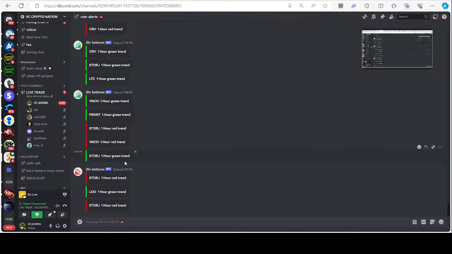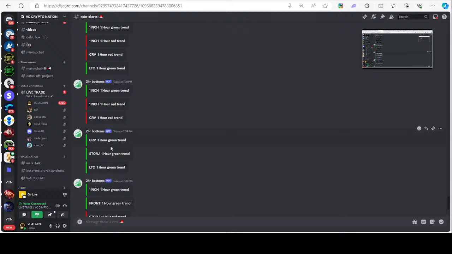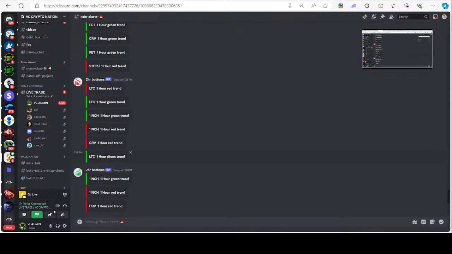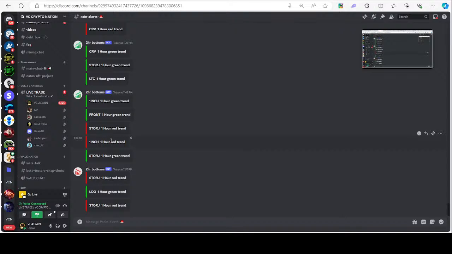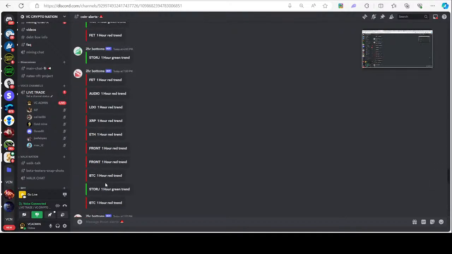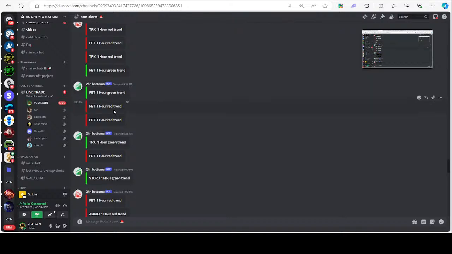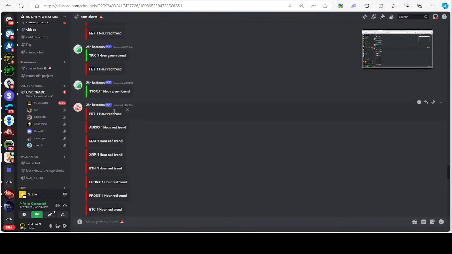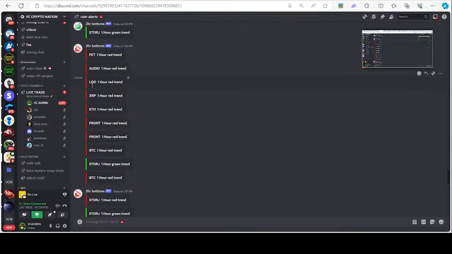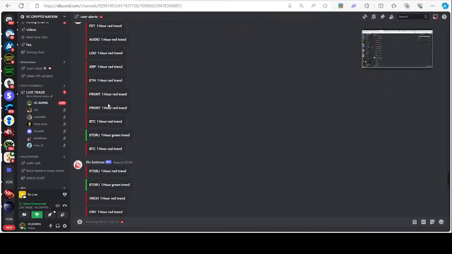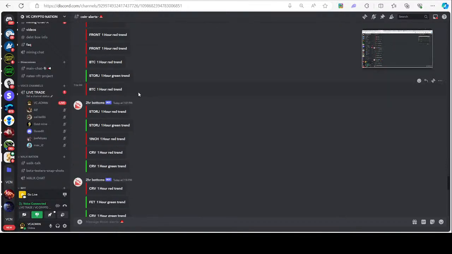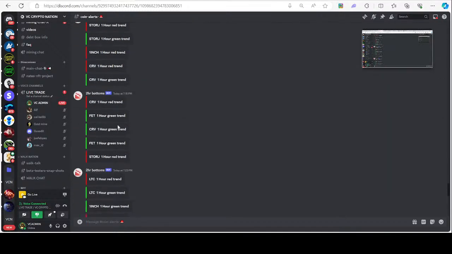All right, so we have 1 inch here, which I haven't seen on the chart for a while. LTC, storage, CRV. 1 inch is on here quite a few. 1 hour green trend, 1 hour green trend. Let's go back a little bit here. FET is a green trend, green trend. Yes, sir. How you feeling? LDO. I haven't traded LDO, but that's on there. Front. 1 hour red trend. All right, let's go look at. I do like storage. All right, so what is 1 inch storage?